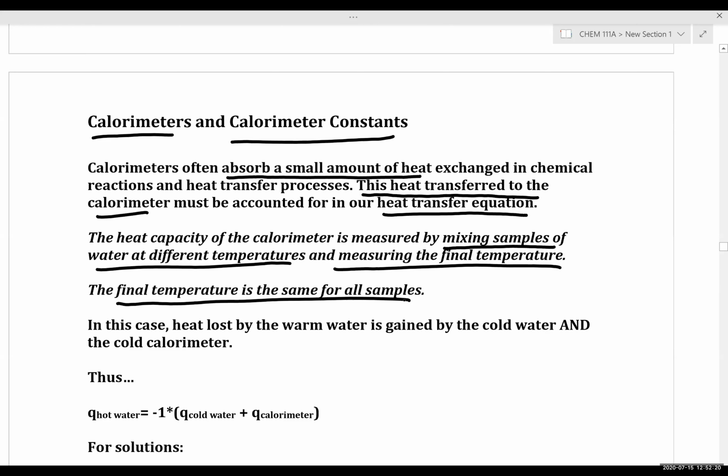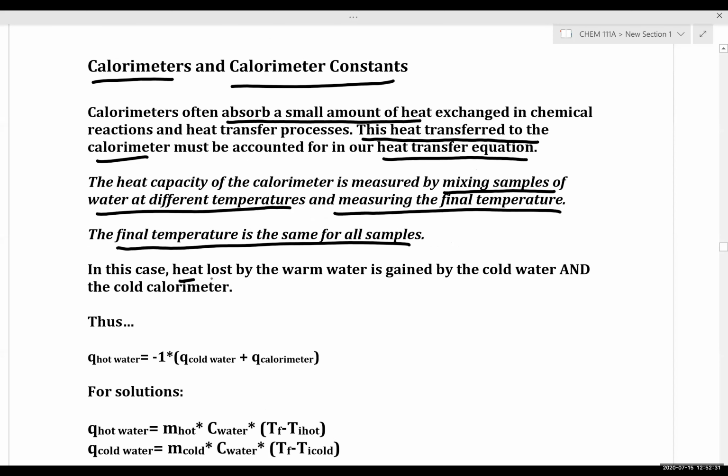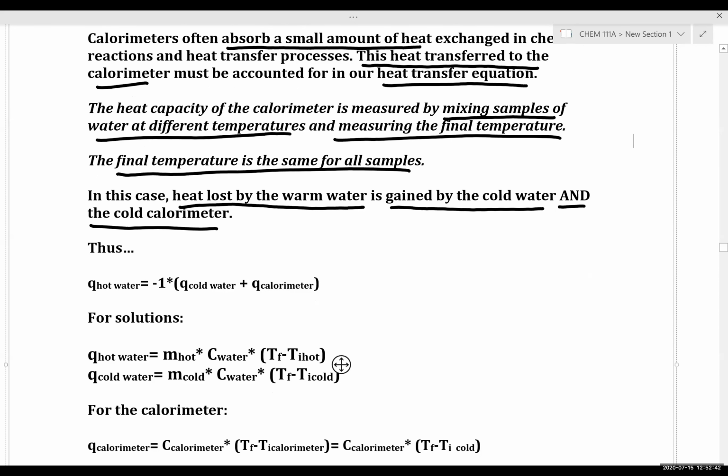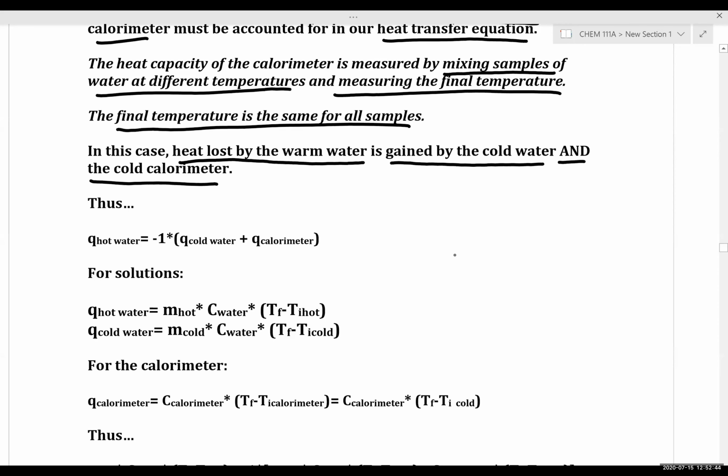So the water and all the water in your calorimeter will eventually reach thermal equilibrium, and they'll eventually be at the same temperature. In this case, heat lost by the warm water is gained by the cold water and the calorimeter. So notice how the calorimeter is also participating in heat exchange. So to draw a picture to help us get a sense of what's going on in this process, let's pretend we have our calorimeter.